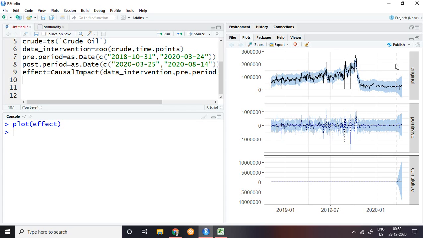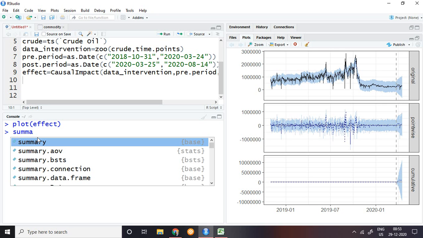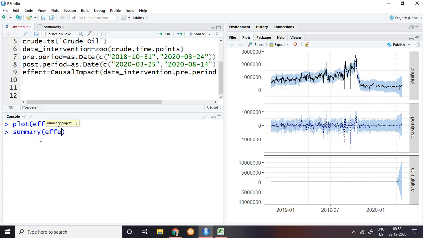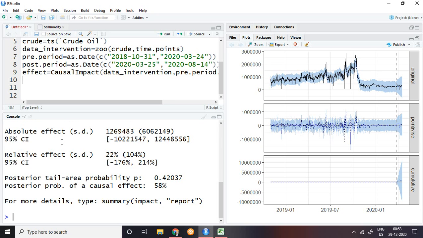This line is my intervention. Whether after this intervention it has increased or decreased, or impacted positively or negatively, significantly or not, will be seen with the help of summary(effect). However, it seems this intervention has not had an effect, but let's see with the help of the summary command. So summary(effect) and enter.